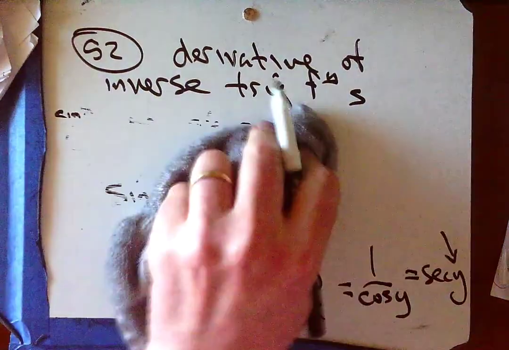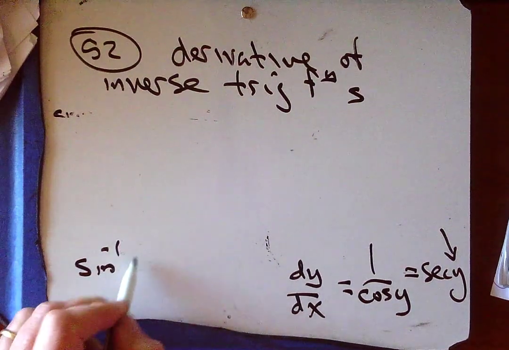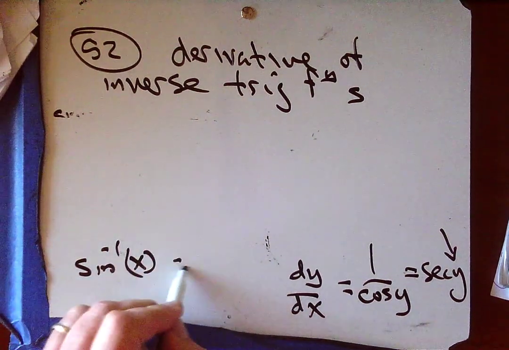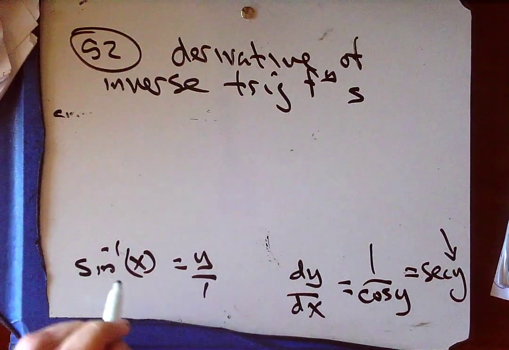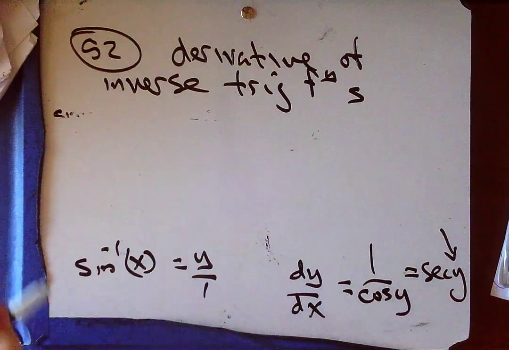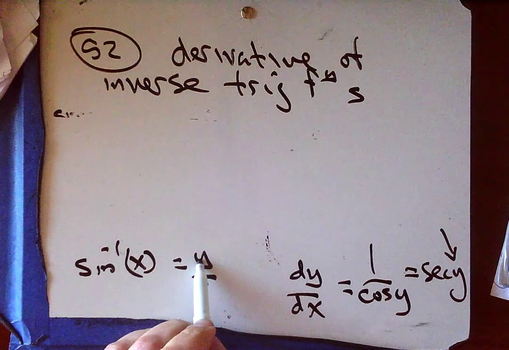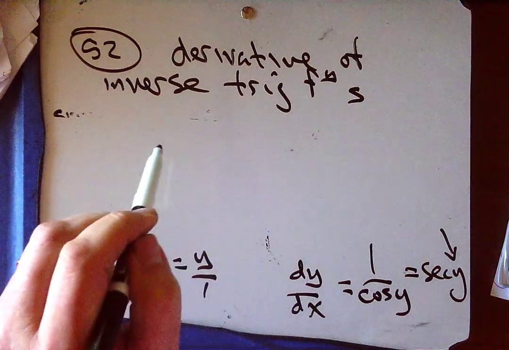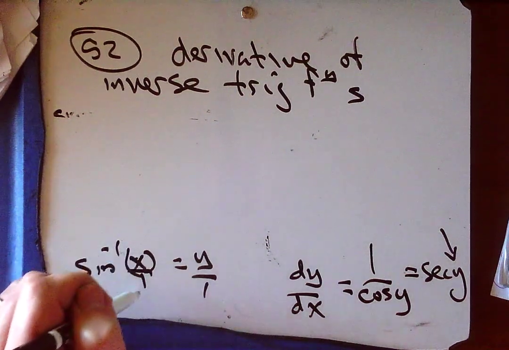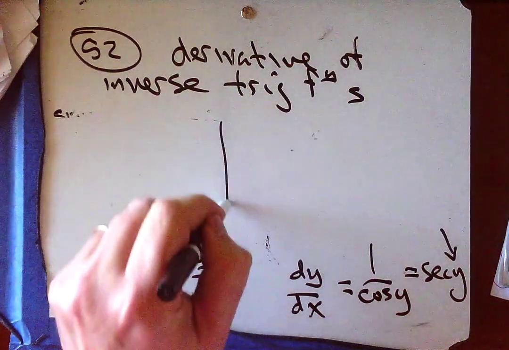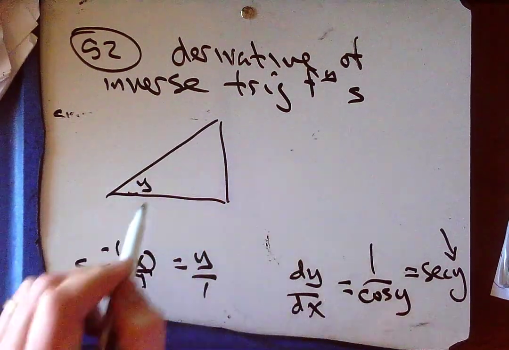So let's take a look at a triangle and at the statement inverse sine of x equals y over 1. So remember that when we're thinking about this, we're thinking about this is the angle. And sine is opposite over hypotenuse. So I'm thinking about a triangle, and the angle is y.